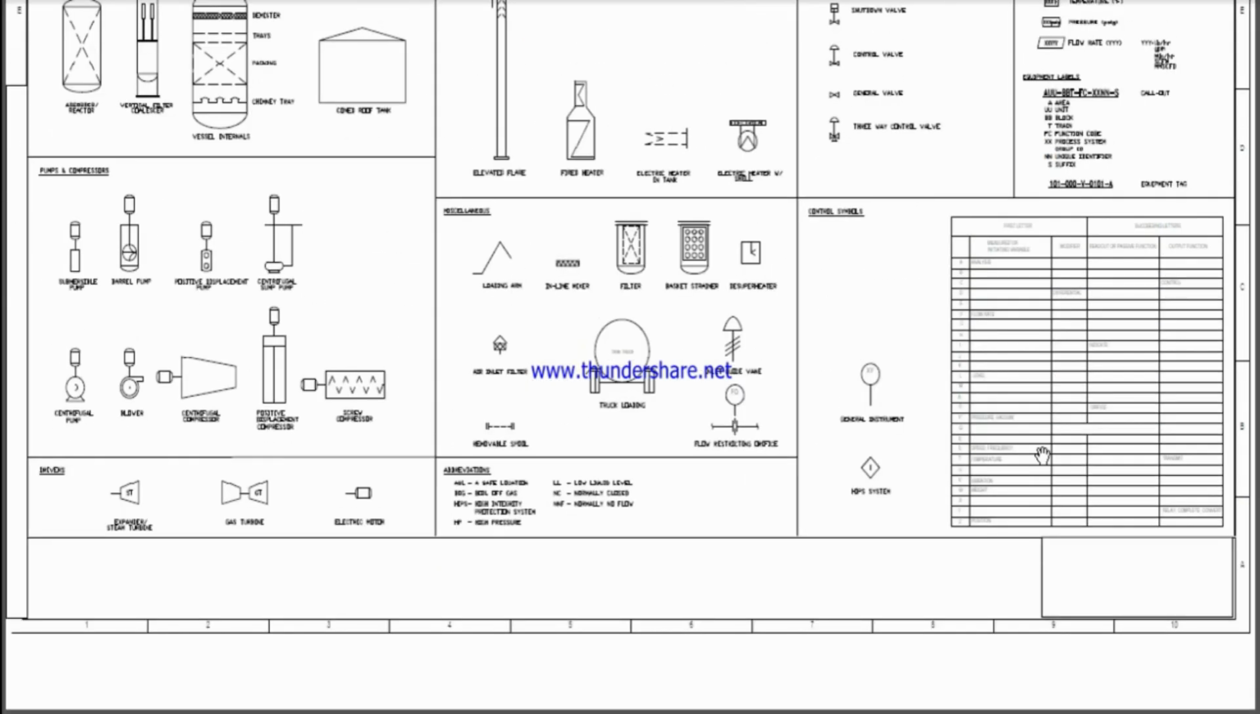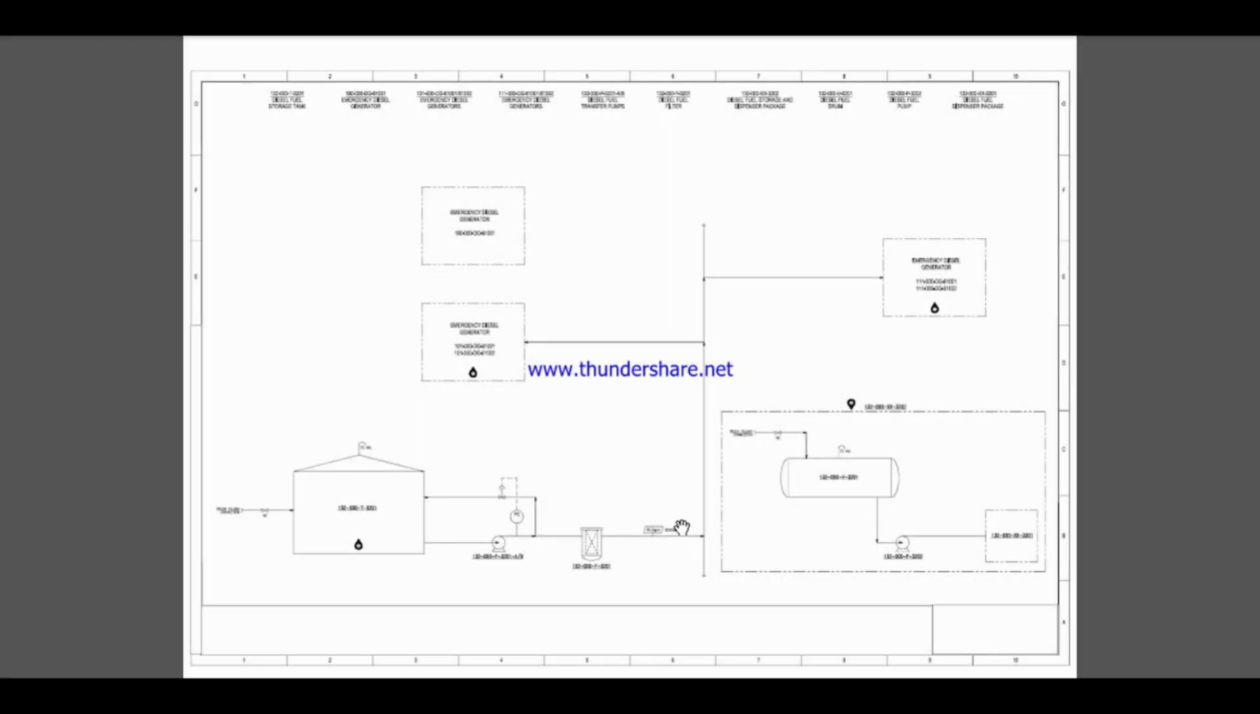At this place of the drawing sheet, we show the title block with project and drawing description. Here we show the revision table and the purpose of the drawing, like issued for design or construction. Notes are typically shown here. Let's see one example of a process flow sheet.